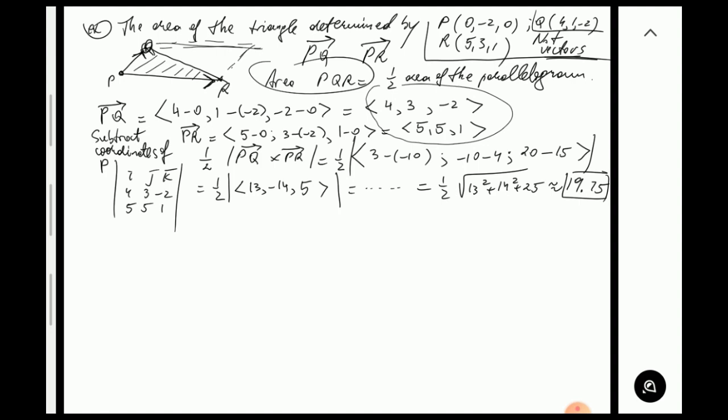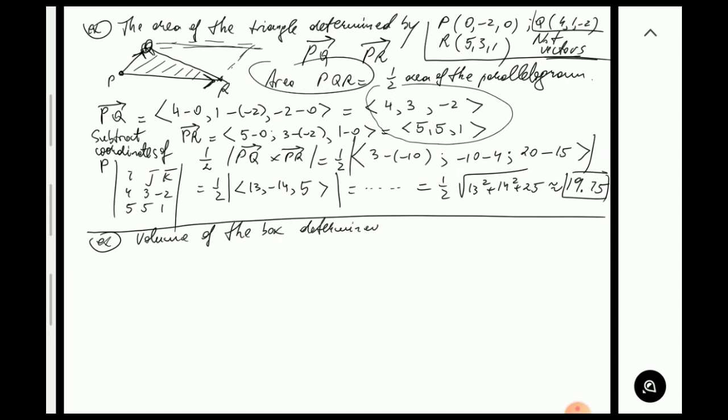Okay, so last example, or last application. Well, actually I didn't do, let me see. Yeah, let's do a volume of a box. So suppose I want to compute the volume of the box determined by the vectors u given by (1, 1, 1), v given by (2, 0, 1), and w given by (0, 1, 3).